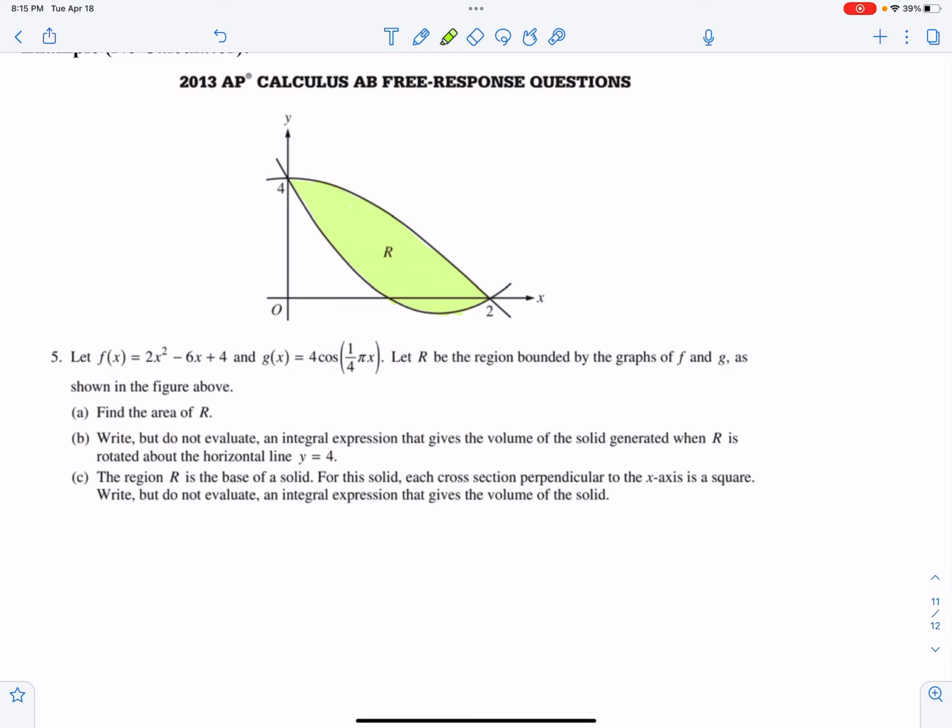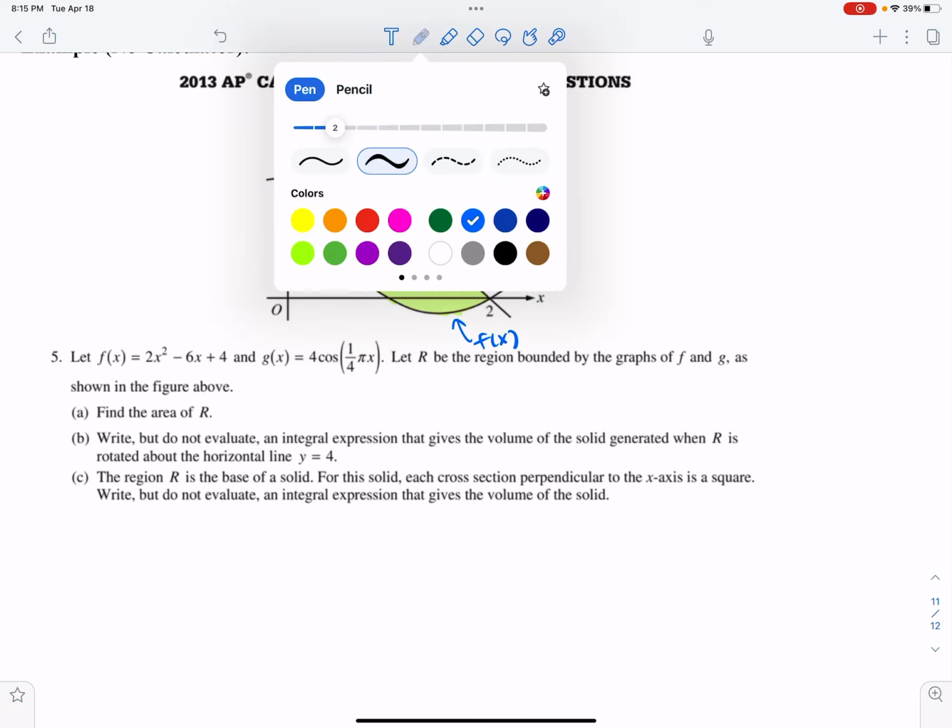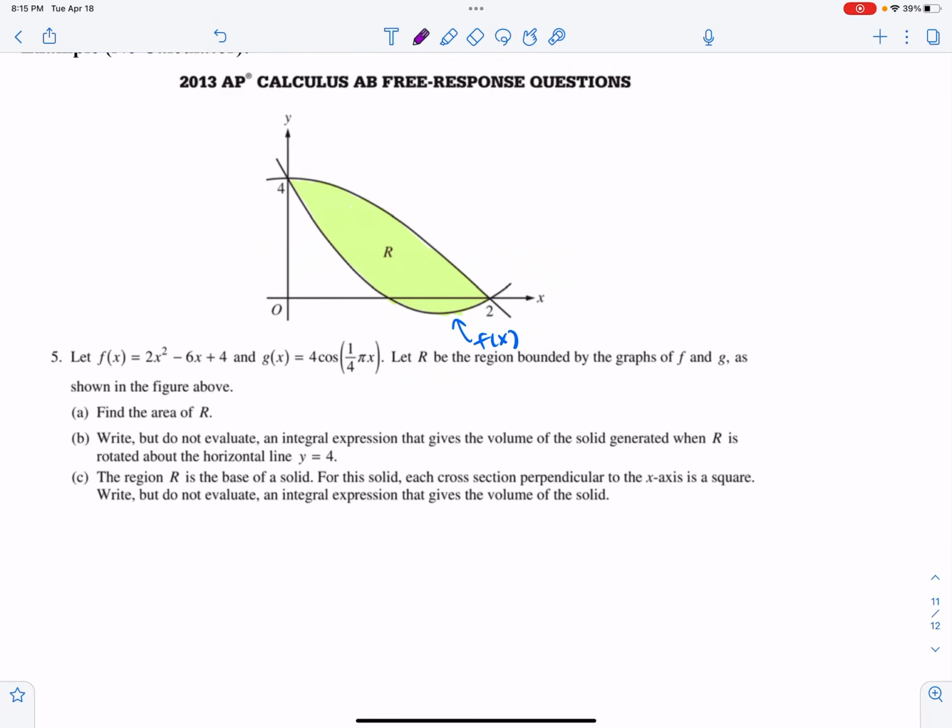Okay, so looking at this, f is a parabola that opens up. So that would have to be the bottom function here. And then cosine starts high, right? And it's been vertically stretched by 4. So this top function has to be g of x. Okay. And then we can see their points of intersection. That's nice, right? That's at 0, 4. This would be at 0, 4. And this would be at 2, 0.